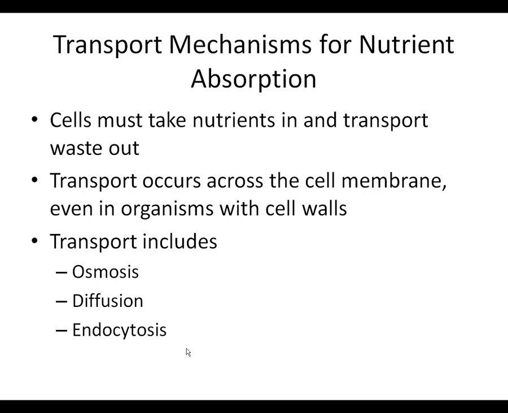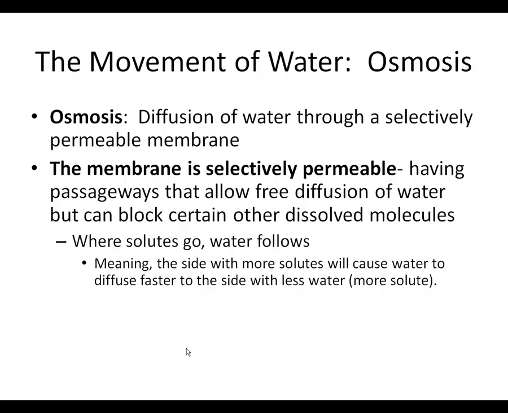Transport is going to occur across the cell membrane even if the organism has a cell wall. Remember that the cell wall is like a net. It's not a solid structure. It's hard, but it's got openings in it, and so things can get in and out of those openings. The cell membrane is going to be the part of the cell that regulates transport. We have 3 different types of transport we're going to talk about: osmosis, diffusion, and endocytosis.